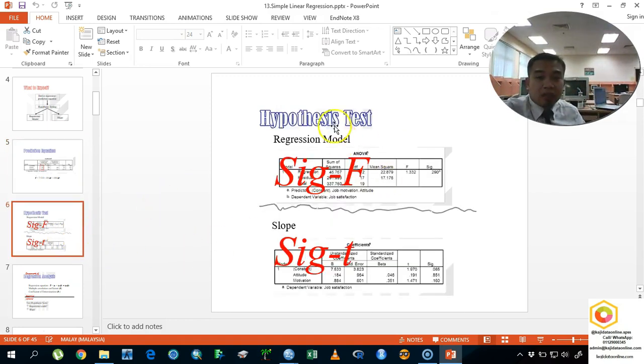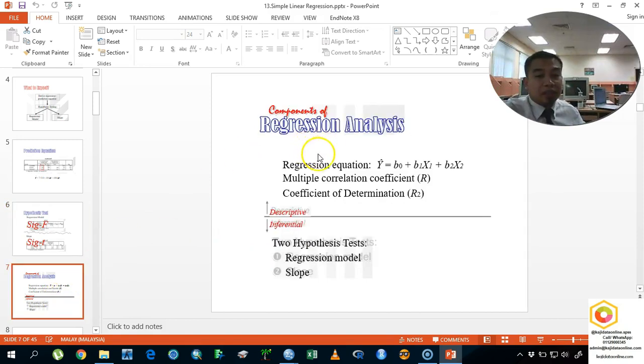Factor. So for the hypothesis testing, the first one, we are looking into the regression model. For the regression model, we want to test whether the regression model fits or does not fit. That's all. And then the slope is the same. We want to see whether the predictor significantly influences or predicts our Y. Y is our effect or outcome. So this is the regression analysis as stated here.